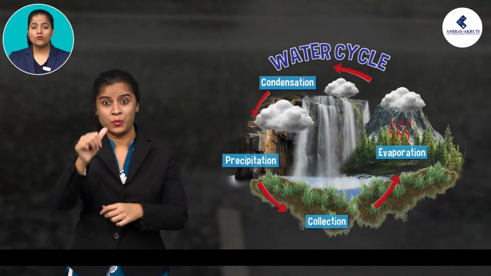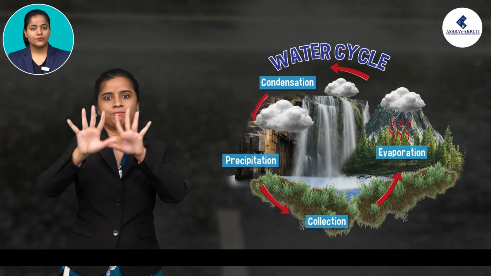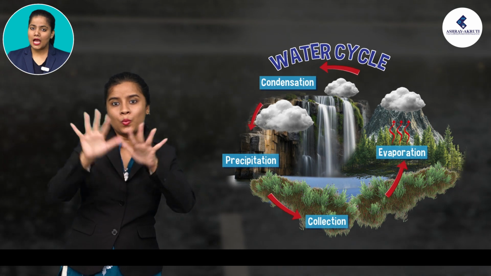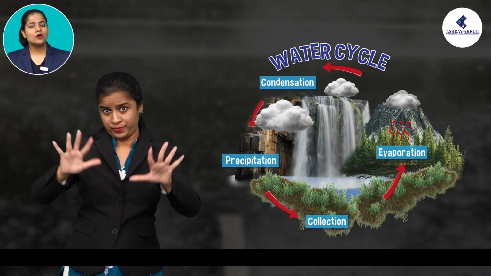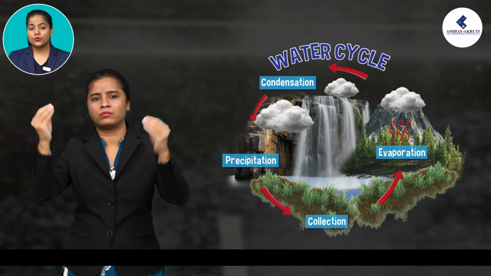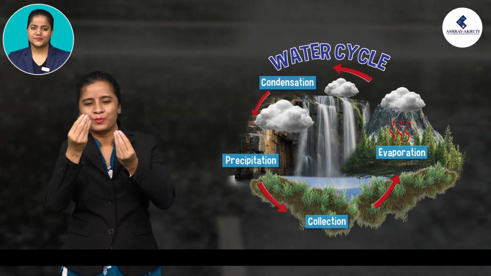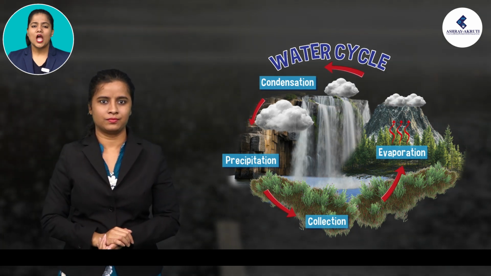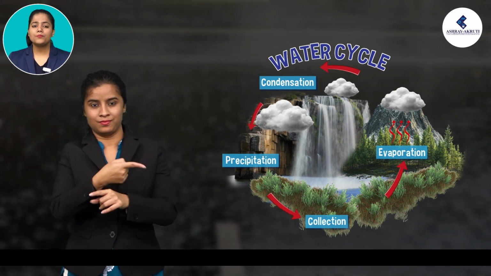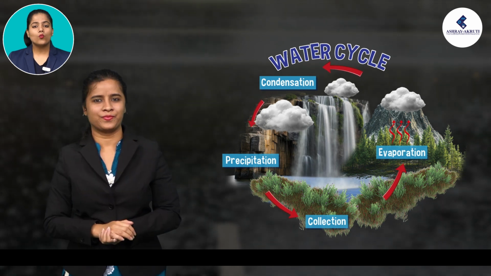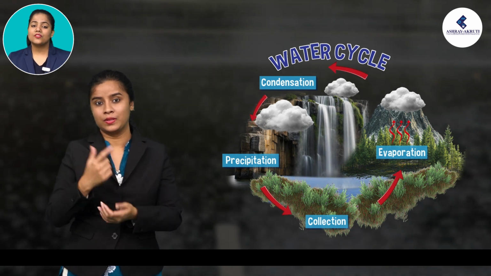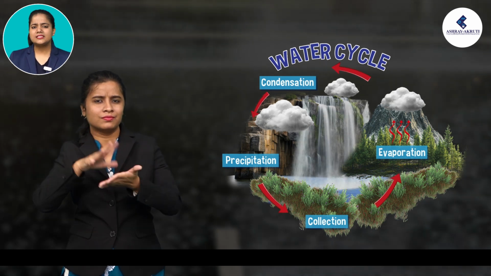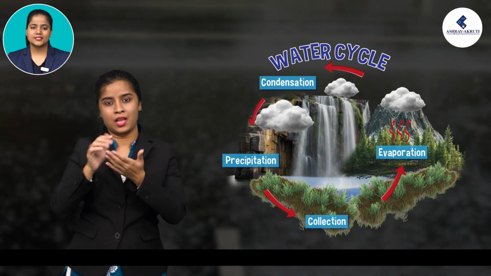The process of water turning into vapor through evaporation, water vapor forming clouds, and clouds producing rain through condensation is known as the water cycle. We learned about this in the previous topic, water we use and the water cycle. Now, let's learn about water harvesting.